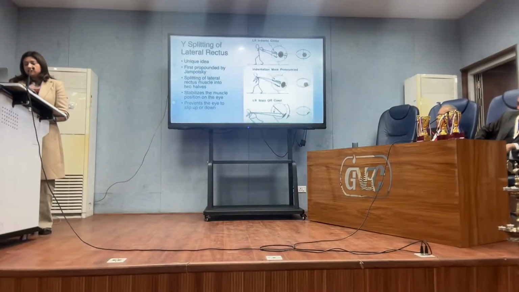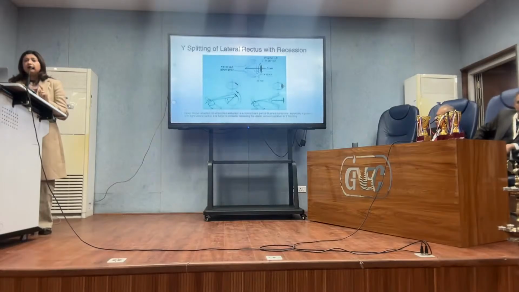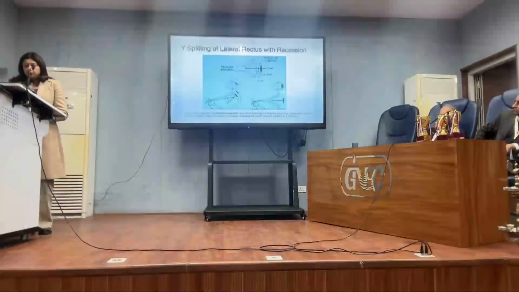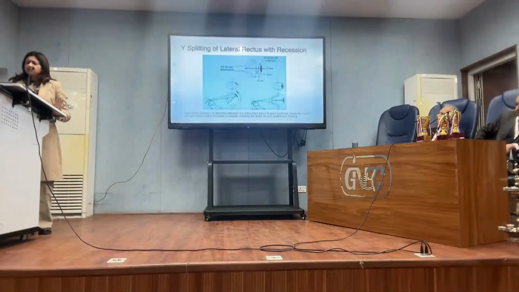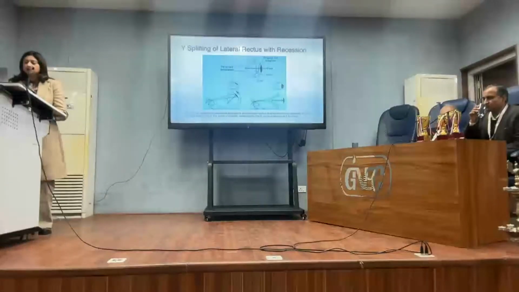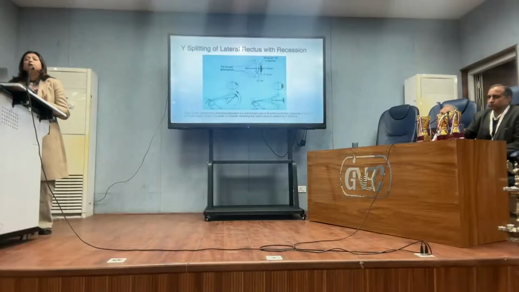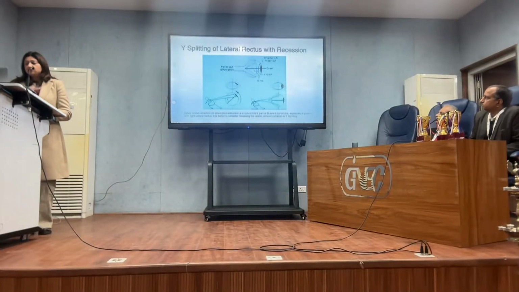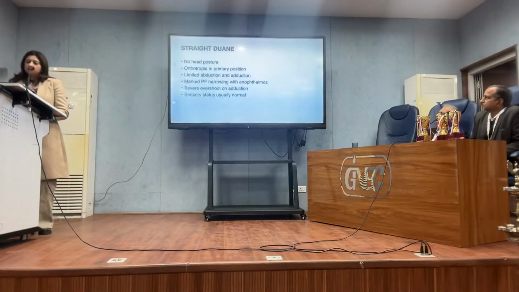A word about the bisplit procedure. This procedure was advocated by Jampolsky. What you need to know here is that on the insertion, you go back posteriorly as possible. You're splitting the muscle into two halves. You see the upper half has been placed 10 millimeters above the insertion, lower half 10 millimeters below the insertion. So you need to have a distance of 20 millimeters between these two halves. Because what will this do? This will remove the influence of the lateral rectus from the crest of the globe. And that is the point where the slippage occurs. So this really treats the upshoots and the downshoots.